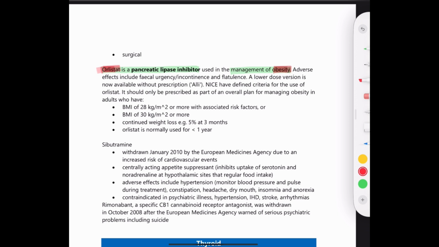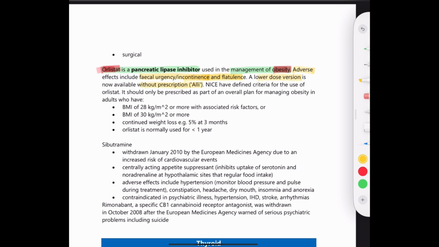Everything has adverse effects too. The adverse effects of orlistat include fecal urgency or incontinence, where patients need to pass stool very urgently, and flatulence. A lower dose version is now available without prescription.